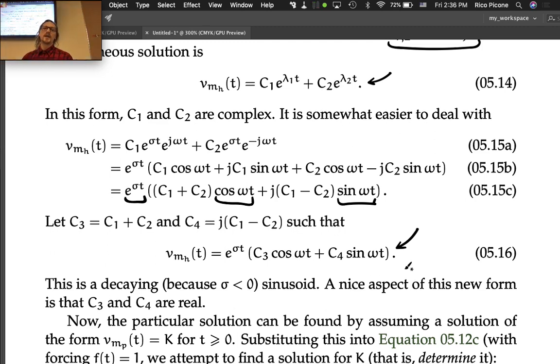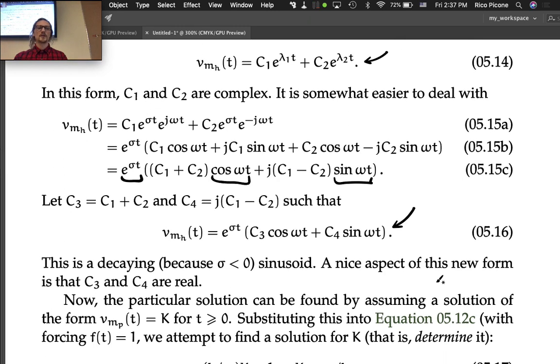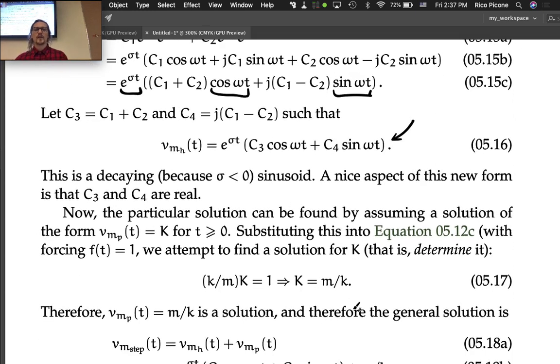A decaying exponential, hopefully, well, it is in this case because sigma is negative, and a sinusoid. So that's what we've got. So it's a decaying sinusoid. A nice aspect is that C3 and C4 are real. Okay, so we've got our homogeneous solution. Now we need our particular solution.